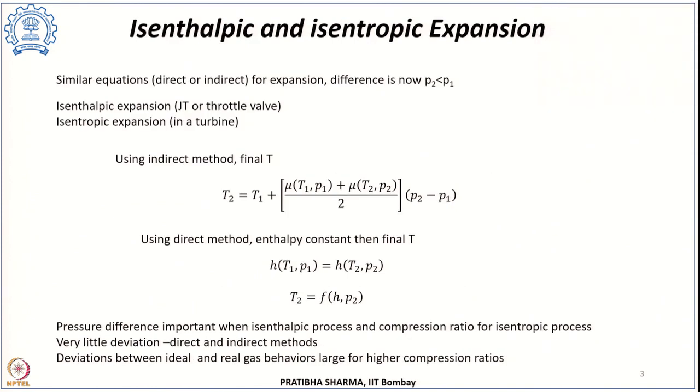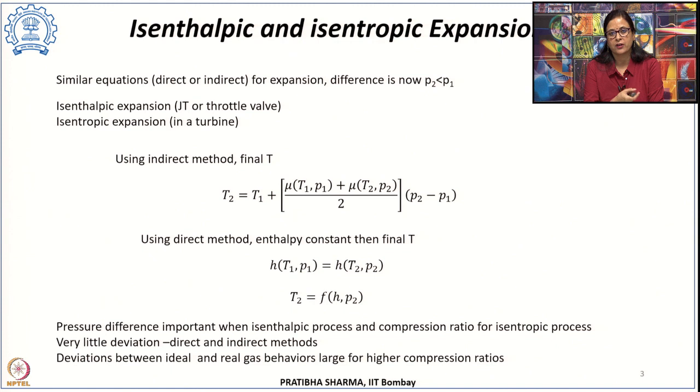Other than compression, we can also consider the expansion, and expansion will become important when we consider the liquefaction of hydrogen or the liquid state storage of hydrogen. So, the equations which we have used earlier, whether using the direct method or the indirect method, can still be applied for expansion as well. The difference is that this is an expansion, so there will be a pressure drop. As such, the outlet pressure or the delivery pressure is lower compared to the inlet pressure or the suction pressure. So, the condition that we will be using is P2 less than P1.